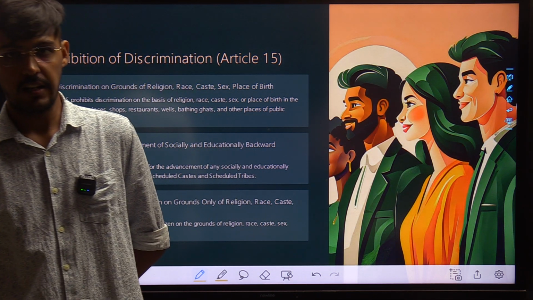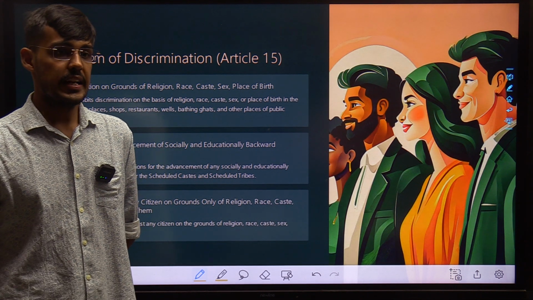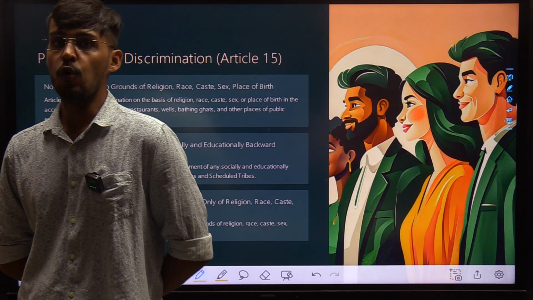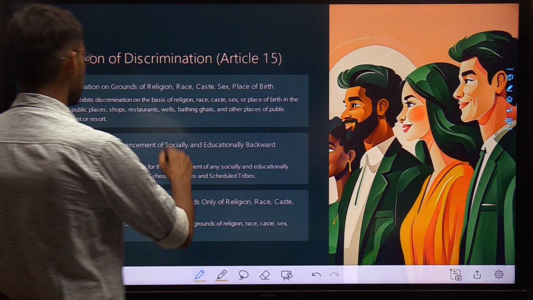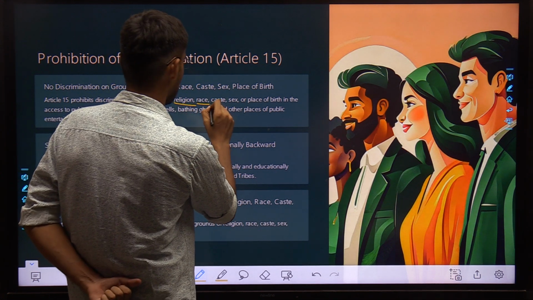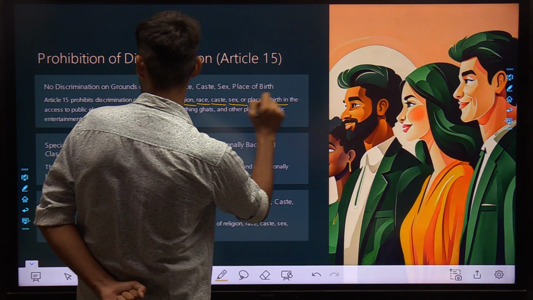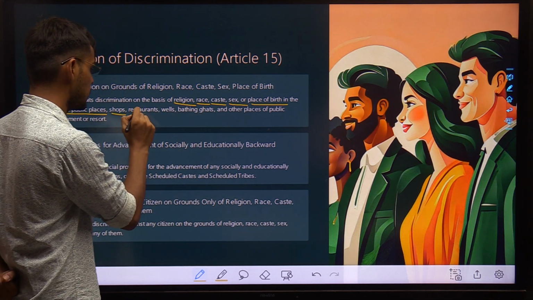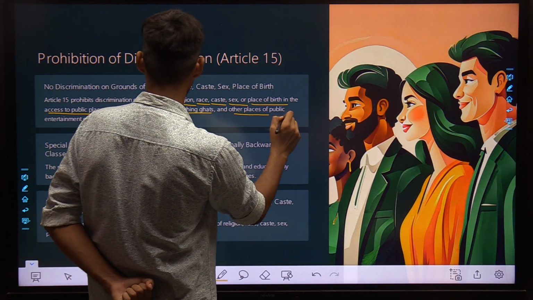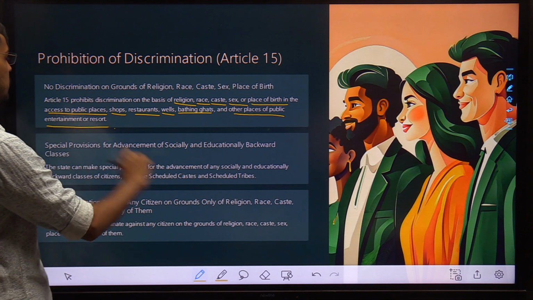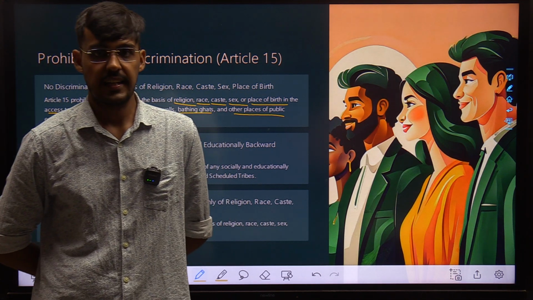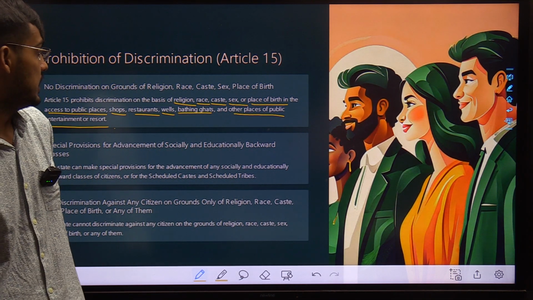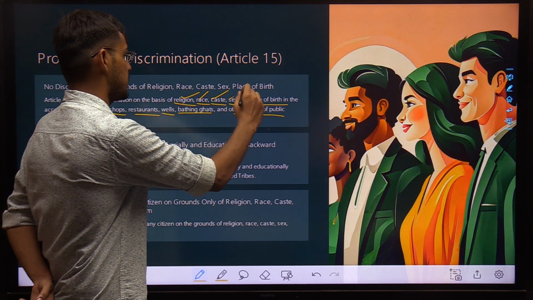Prohibition of discrimination, Article 15. Article 15 states that the state cannot discriminate against its citizens only on the grounds of religion, race, caste, sex, place of birth, with respect to access to public places, shops, restaurants, wells, bathing ghats and other places of public entertainment and resorts. Not just the state, but the private citizen also cannot discriminate among human beings on the grounds of religion, race, caste, sex, place of birth.